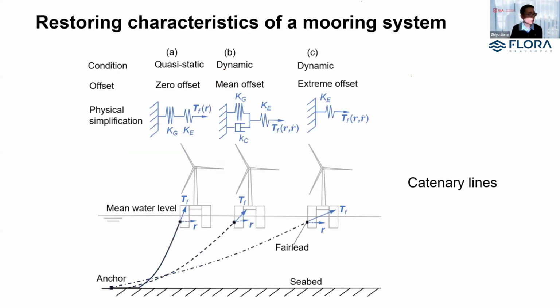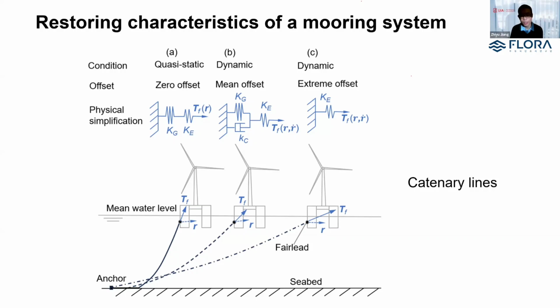When you look at the restoring characteristics of a mooring system, usually we are most interested in the so-called fairlead position. Fairlead is the position where the mooring line is connected to the floating platform, okay? So if you look at the figure here, it is this upper point that is called fairlead, okay? So sometimes we can use a single degree of freedom system to describe the behavior of this fairlead.